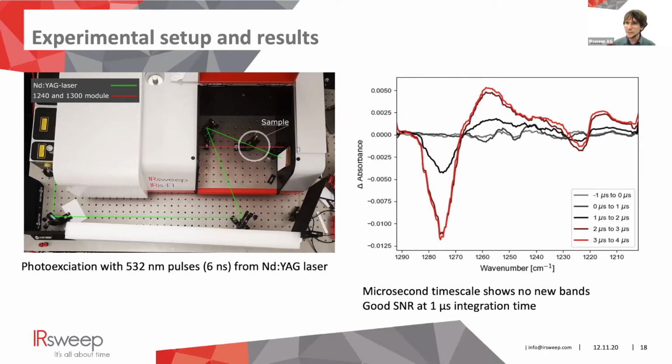And on the right side, you see those time-resolved measurements that we acquired. And you see basically, even with integration times of 1 microsecond, you can clearly see that you have a bleaching of the ground state, and you have about three excited states which show up at 1255, 1240, and 1210. What is remarkable in this measurement is really the noise level. I mean, we're talking here of signals of a few milli OD, and the noise level that we reach here is really in the micro OD noise or even lower.